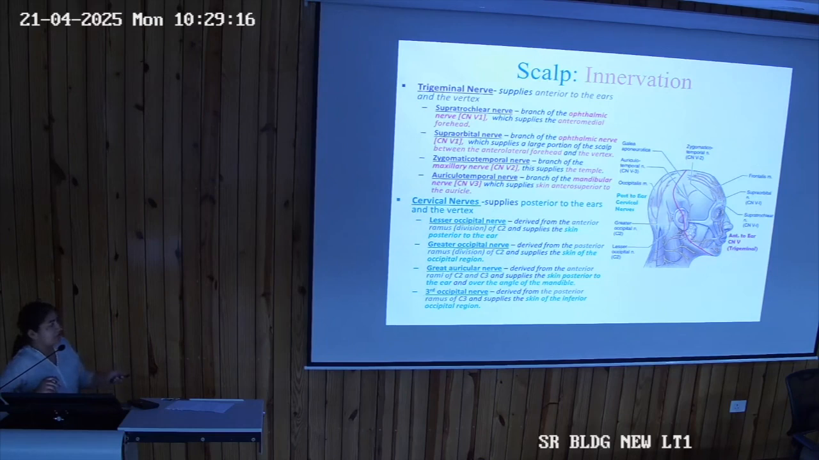So you will all have to remember these, which division is forming which nerve. The third occipital nerve is formed by the dorsal ramus of the third cervical nerve. This supplies the posterior region over here. So you can easily identify that this is the greater occipital nerve and this is the lesser occipital nerve over here.